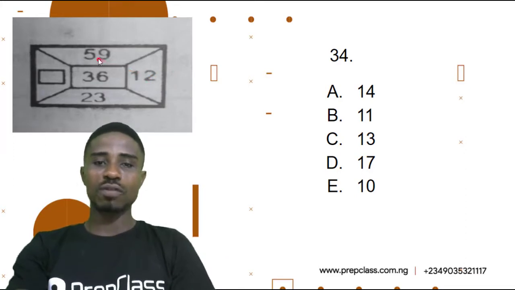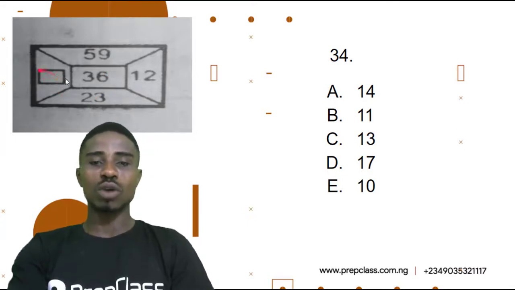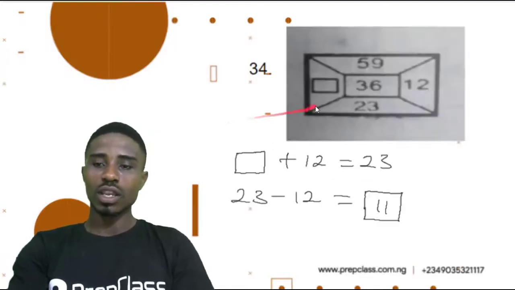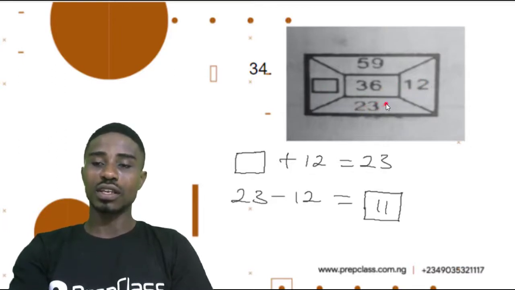Question 34, we have 59, 12, 36, and 23. So we need to find the answer that ought to be here. So how do we go about this? So we know this space here, or the number that ought to be here, plus 12 would give us 23. So definitely, to find this, we'll say 23 minus 12 will give us this. And 23 minus 12 will give us 11. And 11 plus 12 will give us 23. So the correct answer that ought to be here is 11.